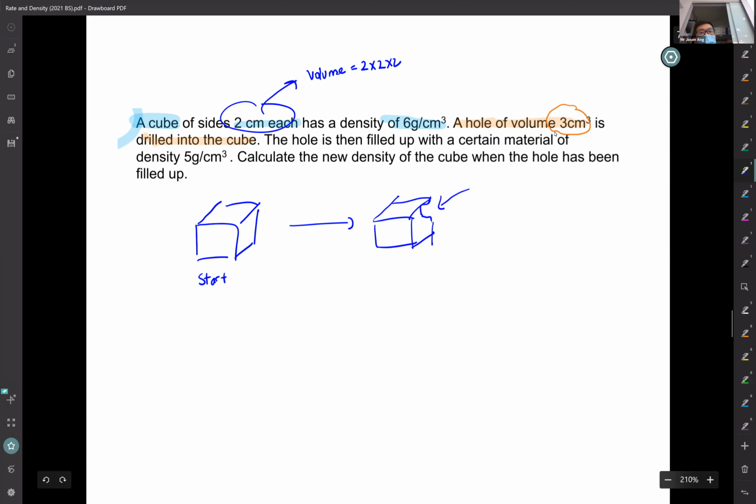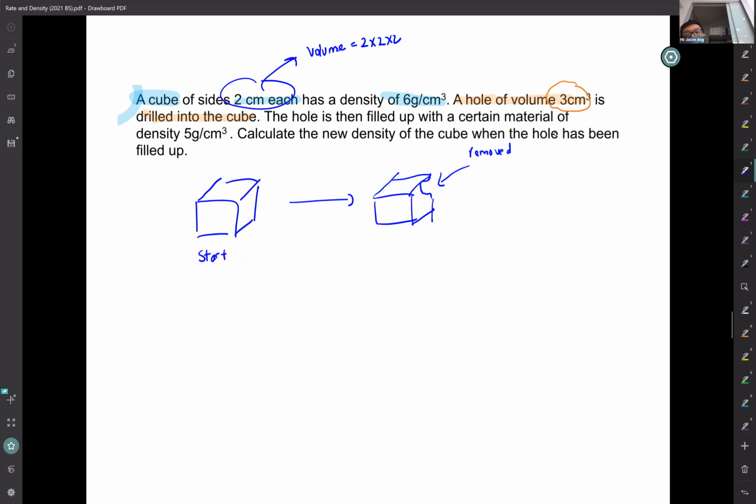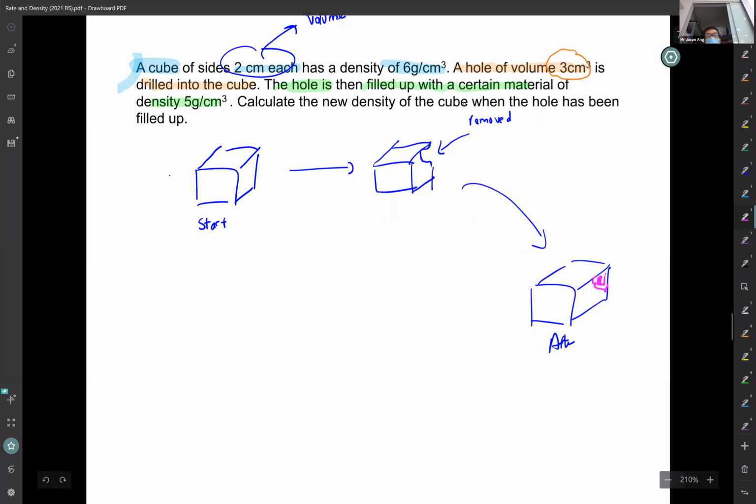there is this part that's removed. Understand? There's this part that's removed. But later on, what did we do? Read the question. They say that the hole, they're filling it up with another material. This is the trick. It's another material. But you can now safely say that the cube will still look like what it was before. Just that there's this part here that was filled up. Can you see how I draw this and visualize what's going on? Then from here, you do the thing step by step.